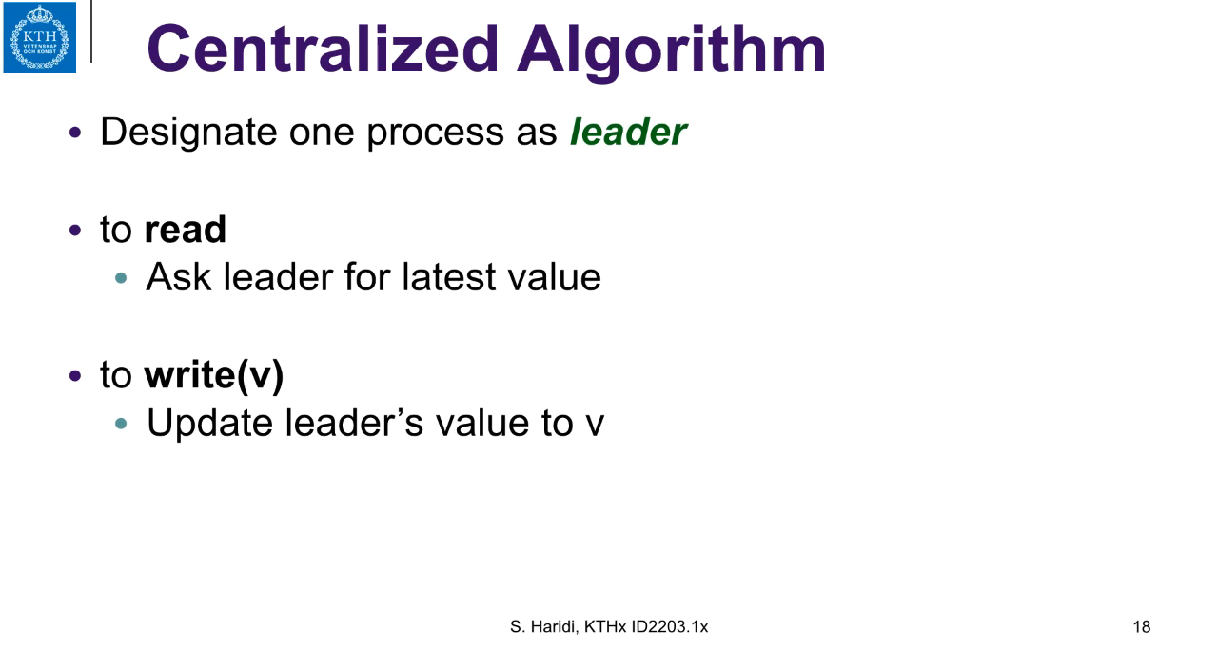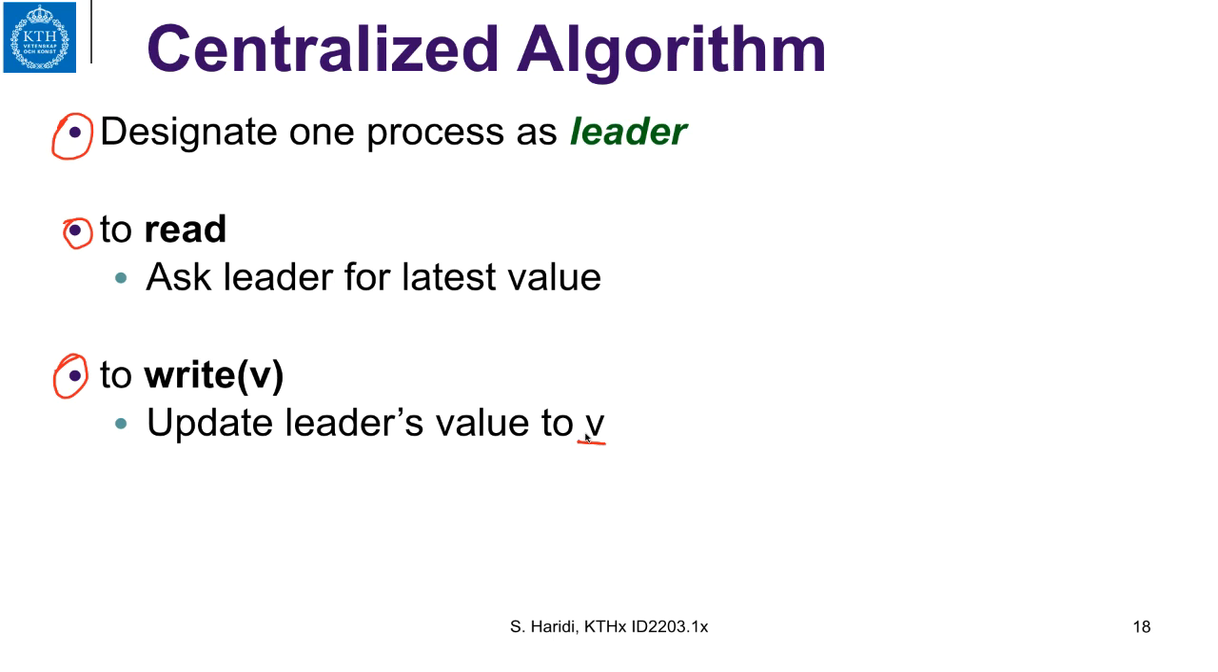We start with a simple centralized algorithm. Here we have a fixed set of processes, and one process is designated as the leader. To read, a process sends a request and asks the leader for the latest value. And to write, a process, which is the designated writer, requests the leader to update the value to v. Clearly, this algorithm is correct according to the validity specification. A process will always read the last value written.